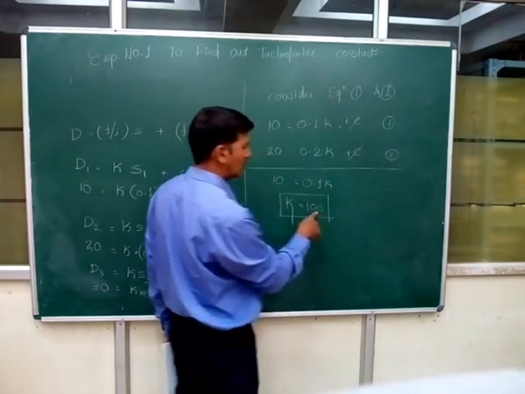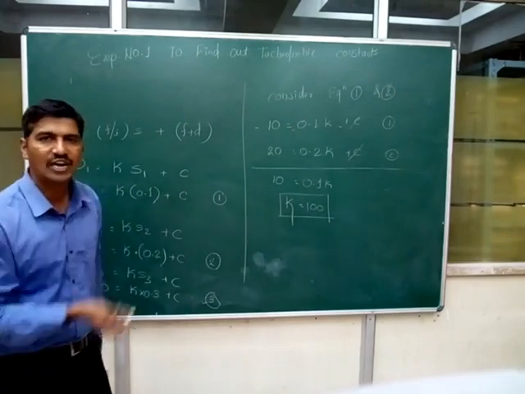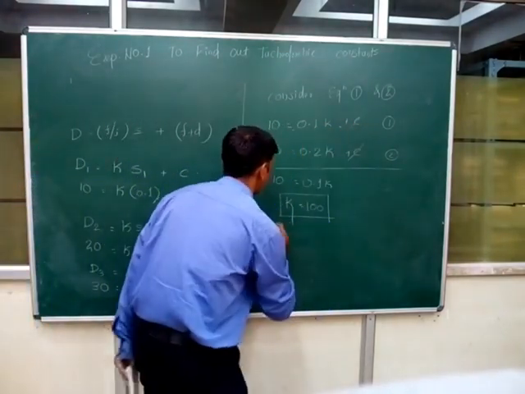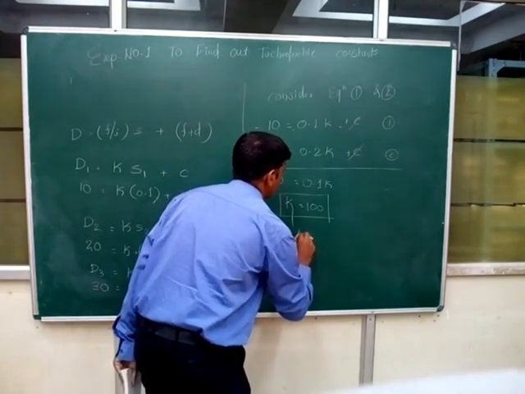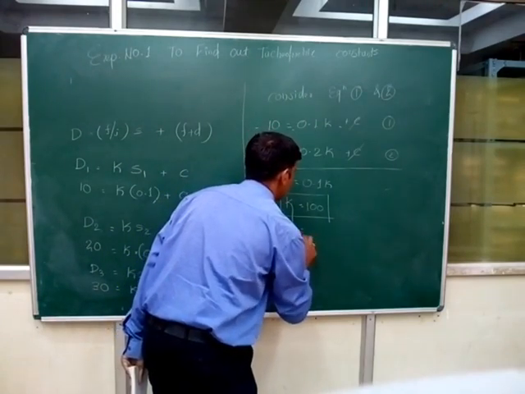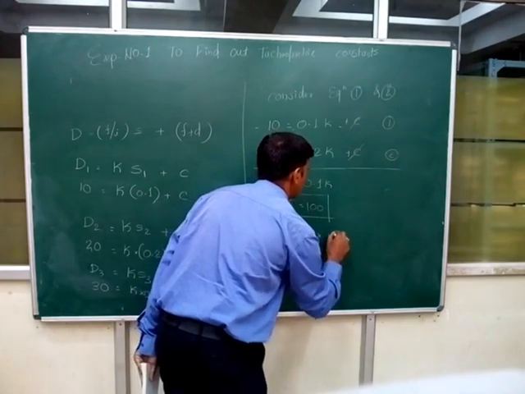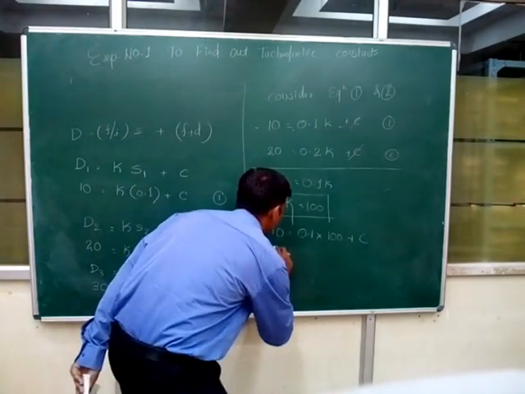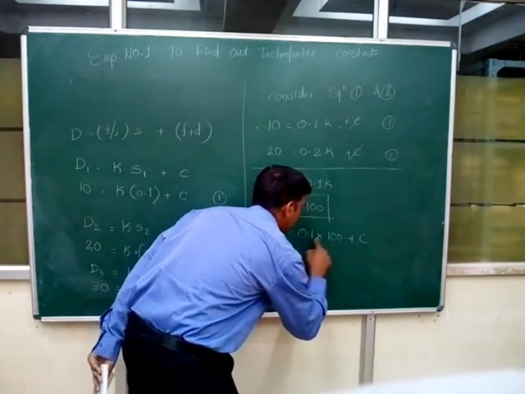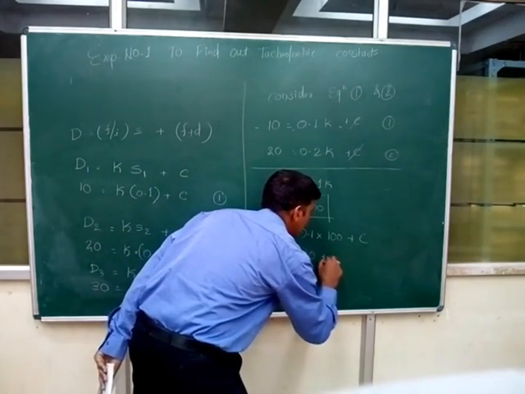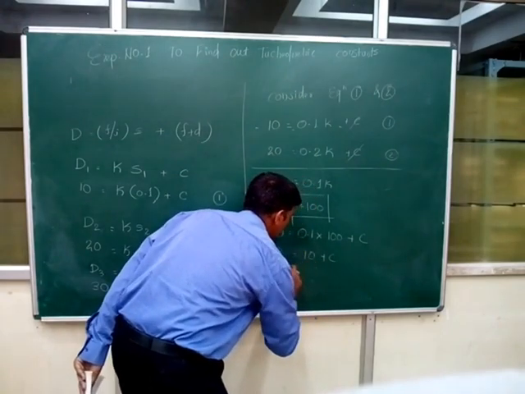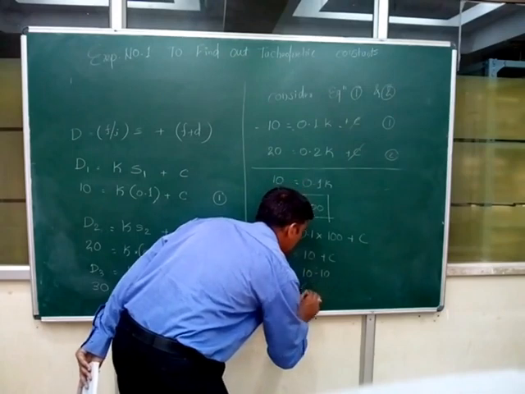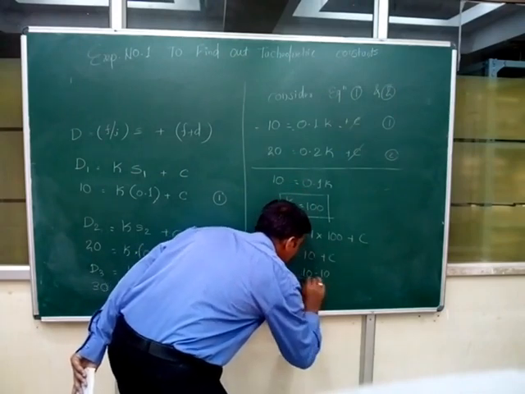Now substituting the value of K in any of the equations to find out the value of C. Let us use the first equation. It is 10 equals 0.1 multiplied by K, where the value of K is 100, plus C. So 0.1 multiplied by 100 is 10, plus C. As you can see, 10 minus 10 you will get C. So C will be equal to 0.